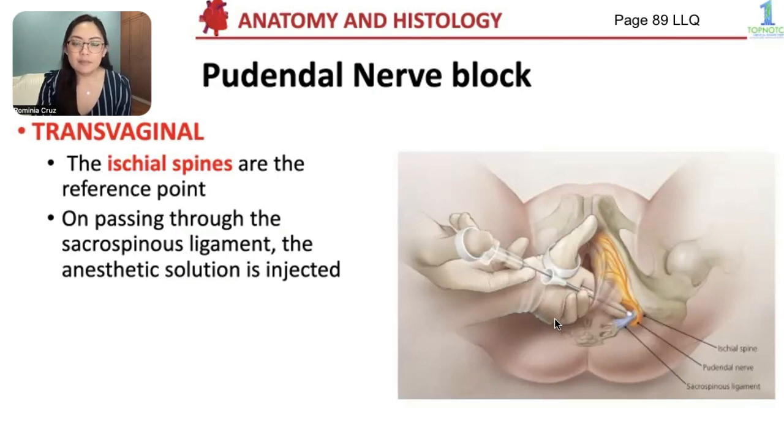In females, it may be done transvaginally by palpating for the ischial spines as seen in this photo. And once identified, the needle is gently introduced to puncture the vaginal mucosa and the sacrospinous ligament. The local anesthetic is then injected just posteriorly to the ischial spine at the attachment of the sacrospinous ligament.